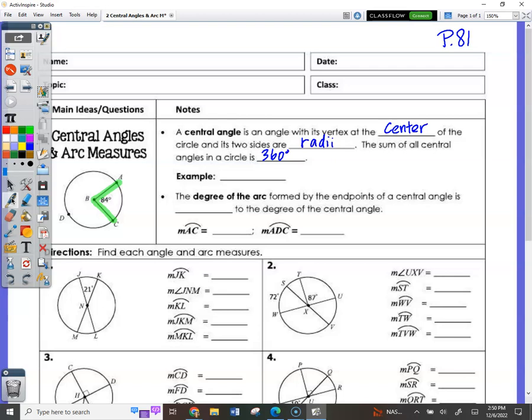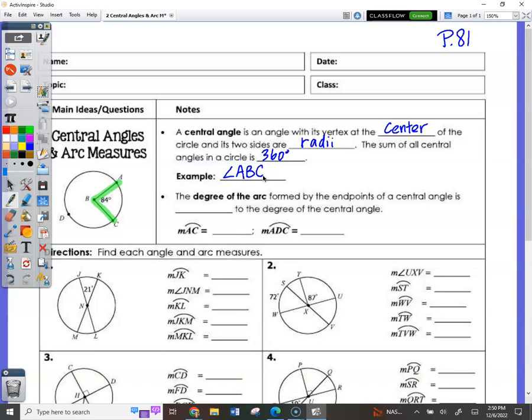Okay. So this angle ABC is an example of a central angle. You could have also called it angle CBA.